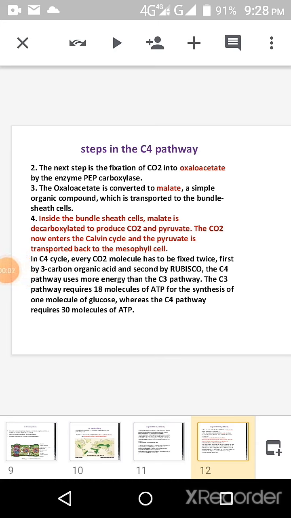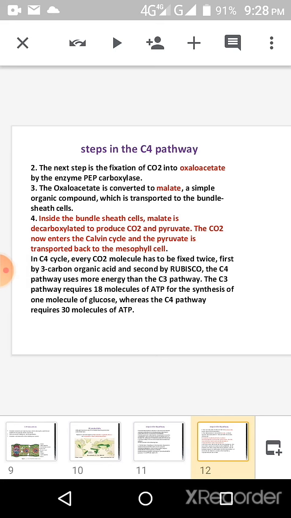The second step is the fixation of carbon dioxide into oxaloacetate by the enzyme PEP carboxylase. So you see, instead of Rubisco, the enzyme used for carbon dioxide fixation is PEP carboxylase. The oxaloacetate is converted to malate, a simple organic compound, which is transported to the bundle sheath cells. Inside the bundle sheath cells, malate is decarboxylated.